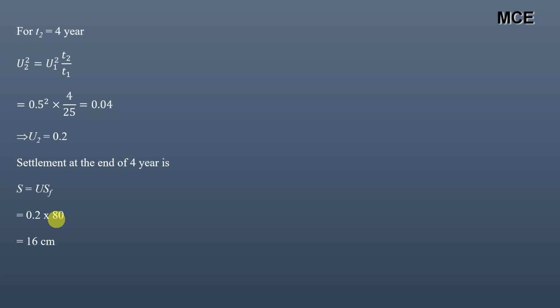So this is how you can calculate the settlement of the clay layer at a particular interval of time if you already know the magnitude of the settlement of the same clay layer at some different interval of time. Okay, you just have to use the equation for the time rate of consolidation.